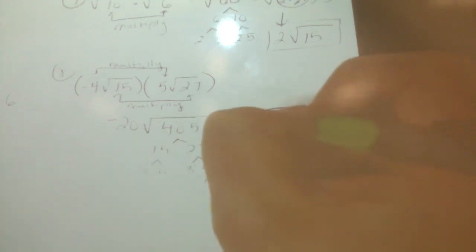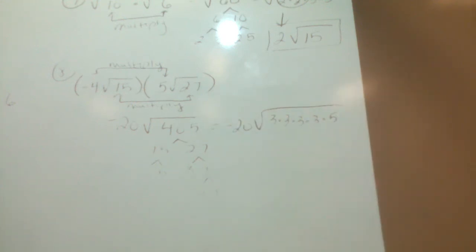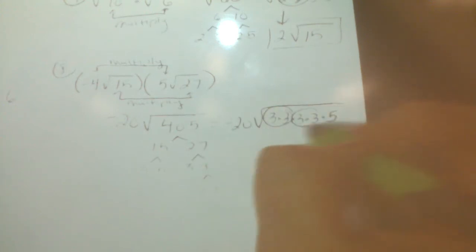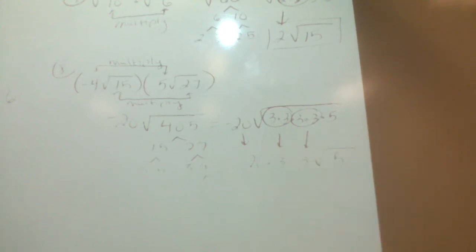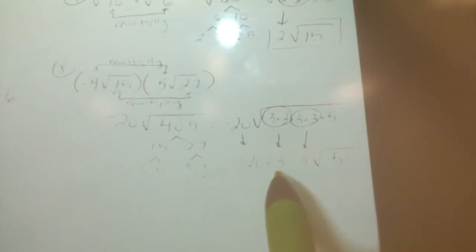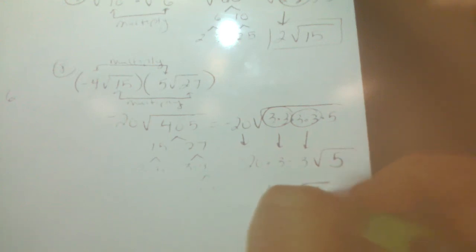All right, so I've got negative 20, and then I've got the square root. I've got 4 3s and a 5. Now this time I have 2 groups of 3s. So I've got negative 20 times the 3 that I'm going to take out times the other 3 I'm going to take out, and I'm left with the square root of 5. So negative 20 times 3 is negative 60. Negative 60 times 3 is negative 180, the square root of 5.